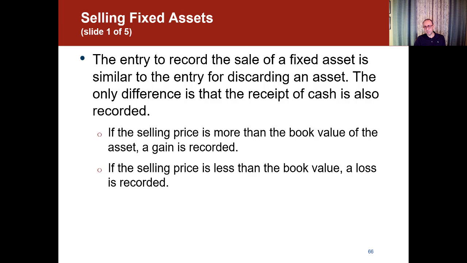The only difference is that the receipt of cash is also recorded. So we should expect that cash is going to be involved. And of course, here we're going to be selling an asset. We expect to be collecting cash. So the cash would always be recorded on the debit side.